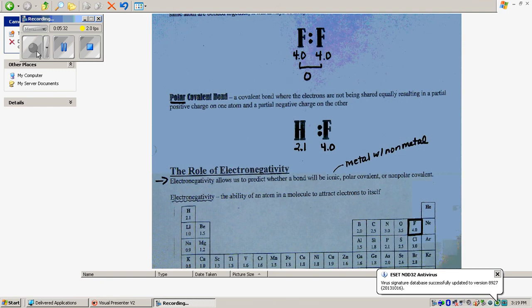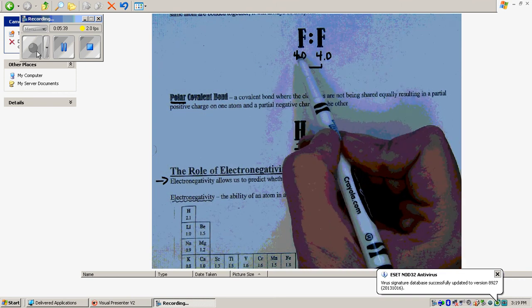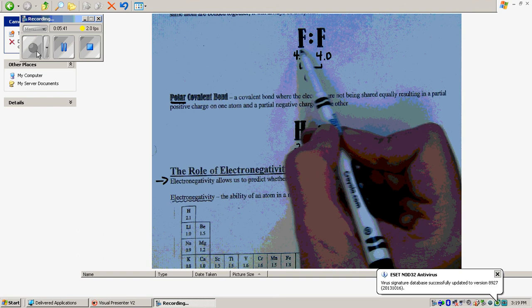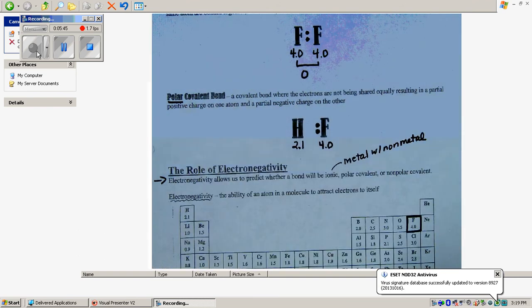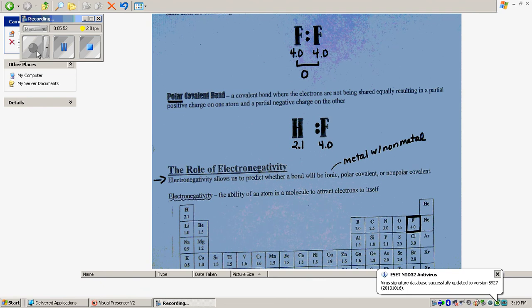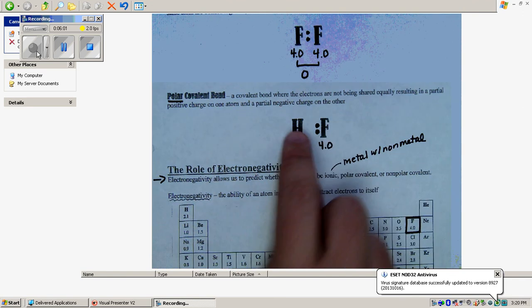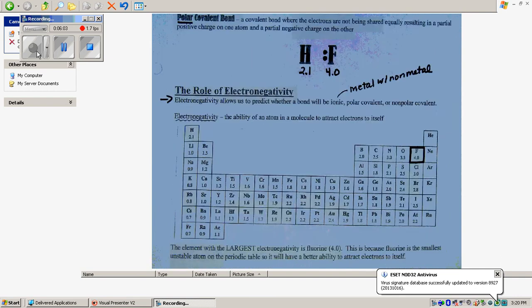Now, are they still being shared? Absolutely, but they're being unevenly shared. So this bond up here we call a nonpolar covalent because it's being shared. This one, there's unequal sharing, so it will be a polar covalent. And that's what we're going to use. We're going to use these electronegativities to decide whether or not individual bonds are polar or not. Now, we will take this into molecular polarity soon, but this is just about literally our electrons that are between two atoms. So down here again, you have your electronegativity table.